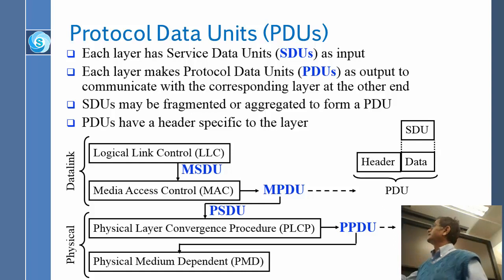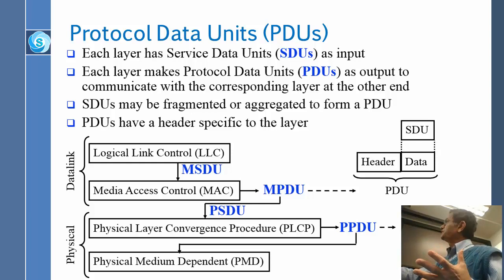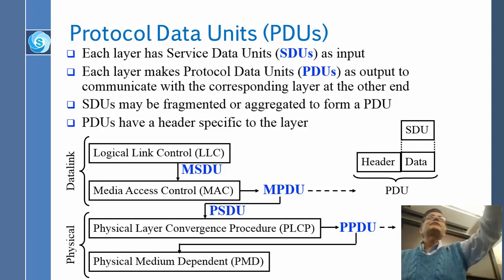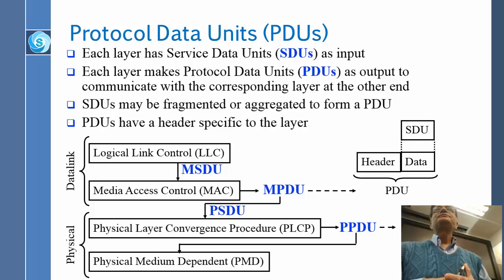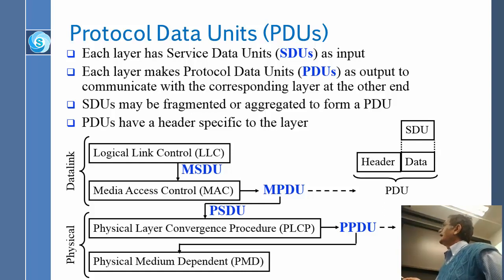So whatever comes in to LLC would be LLC SDU. Then it sends it down to the MAC layer, and that will become MAC SDU. And then it sends it down, and that will become that layer's SDU. So every layer has input and output, right? The output of one layer becomes the input of the other layer. All right? So when I say MSDU from now on, that means MAC SDU. And whatever comes out of MAC will be called MAC PDU, MPDU. And that will become the physical layer convergence procedure, the next layer down, PLCP SDU. Right? And this will produce a PDU, PPDU, which will go to the PMD, and so on and so forth.